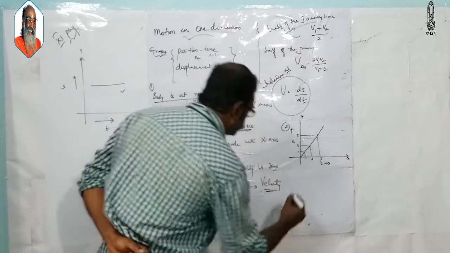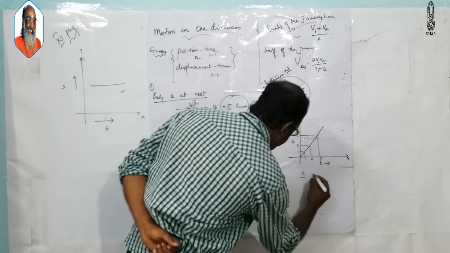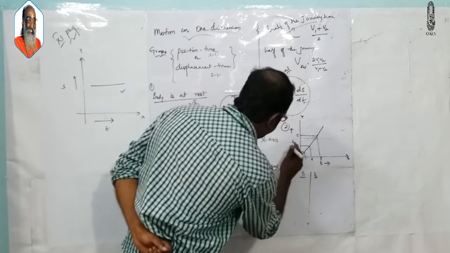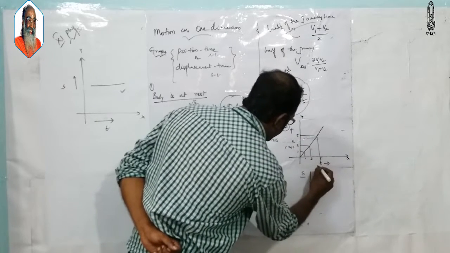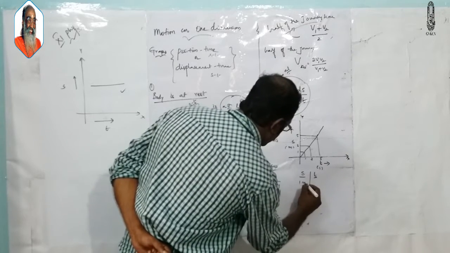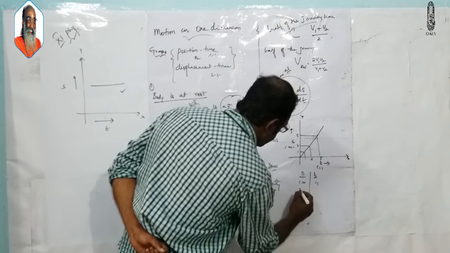That means we just make a table here. Look, displacement will be in meters, time will be in seconds. So 1 meter, 1 second. The body is at 3 meters at 3 seconds.